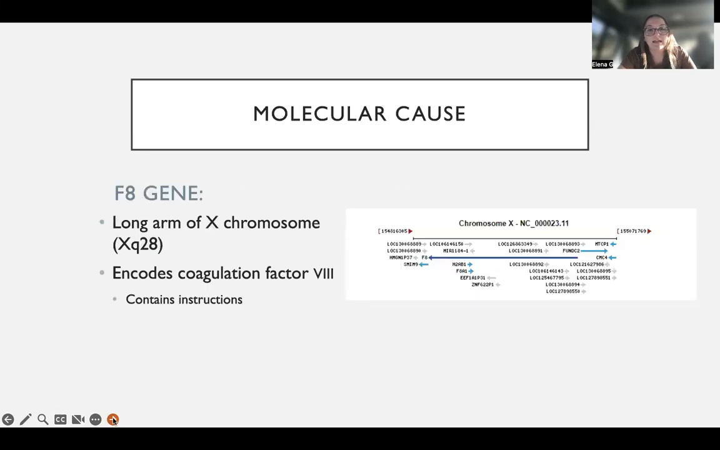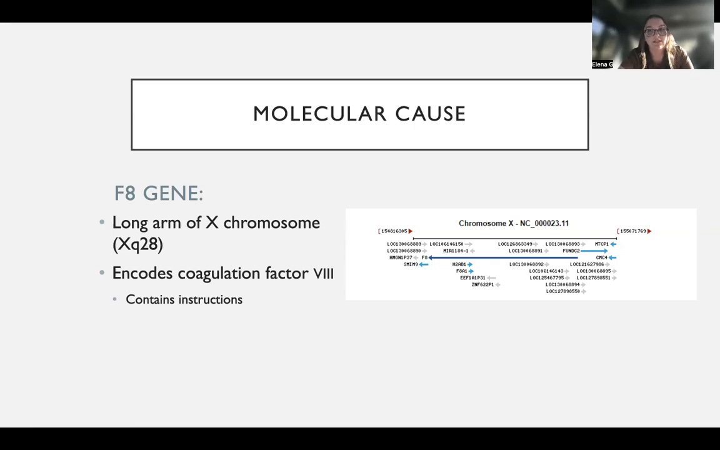So hemophilia A is caused by a mutation in the F8 gene on the long arm of the X chromosome in position 28, which is what that XQ28 refers to. The image on the right shows the X chromosome and the F8 gene's location on that chromosome. And the mRNA CDS sequence for the F8 gene is 7,056 base pairs in length, which means that it is larger than the average gene, which has around 3,000 letters.